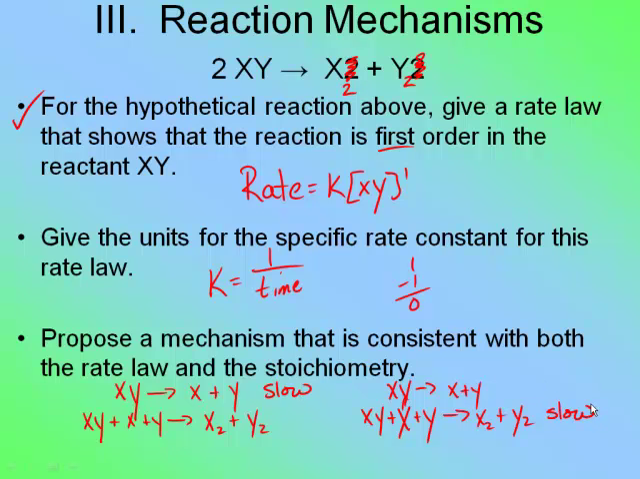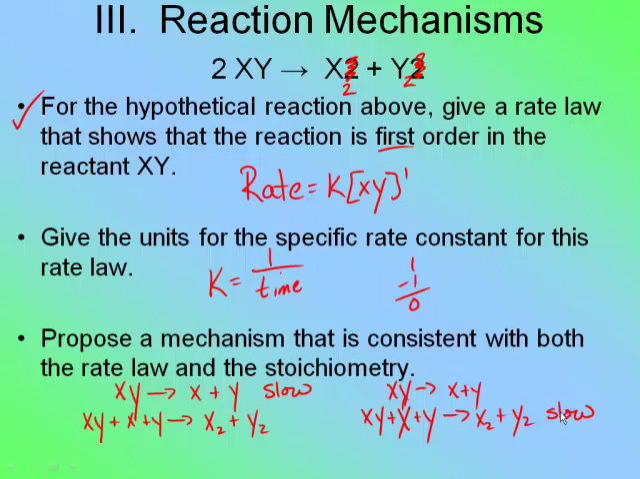Okay, now you're looking at this going, wait a second, Siegel, you wrote the same thing twice. And I did, except I wrote my slow step in two different spots. In the first one, my slow step is my first reaction, and the second one, my slow step is my second reaction. Now, why does one work and the other one doesn't?